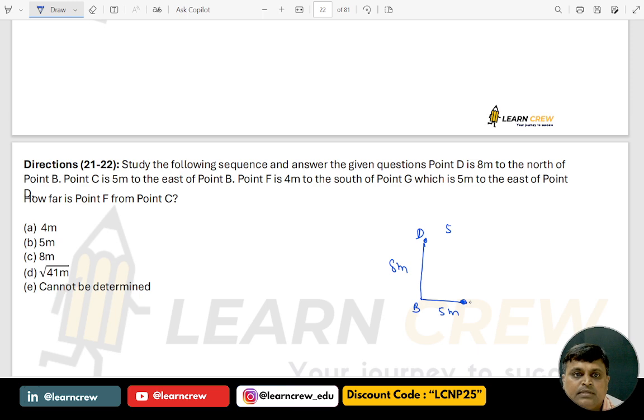Okay. This is point C. Point F is 4 meters to the south of point G. Then point G is 5 meters to the east of point D. So you can say here you have D, here you have G, and this is point F, 4 meters south.